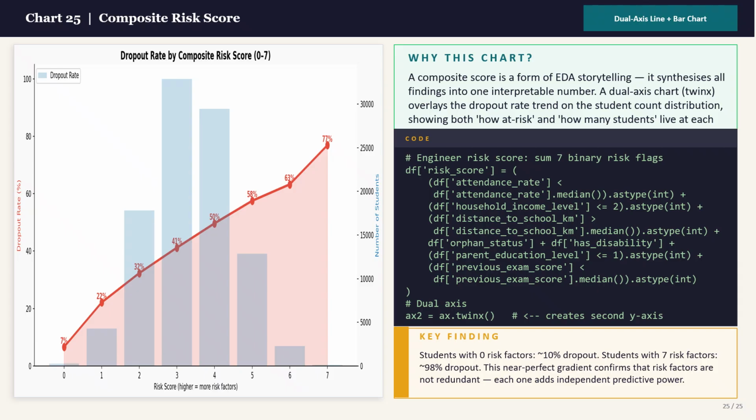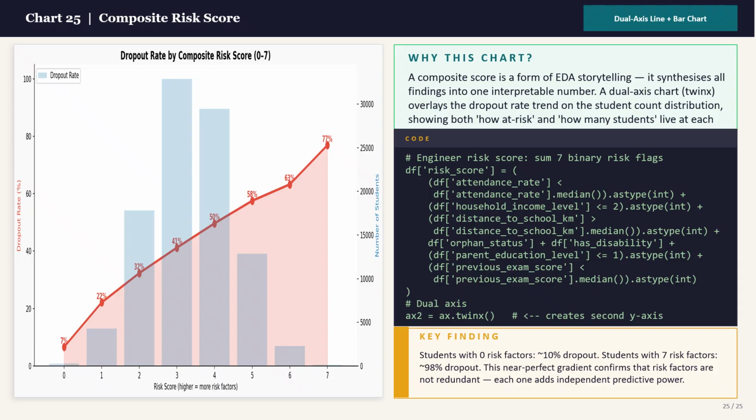We also had a dual axis line plus bar chart to compare dropout rate by composite risk score, which ranged from 0 to 7. A composite score is a form of EDA storytelling, and it synthesizes all findings into one interpretable number. The dual axis chart, sometimes called a twin axis, overlays the dropout rate trend on the student count distribution, showing both how at risk and how many students live at each level.